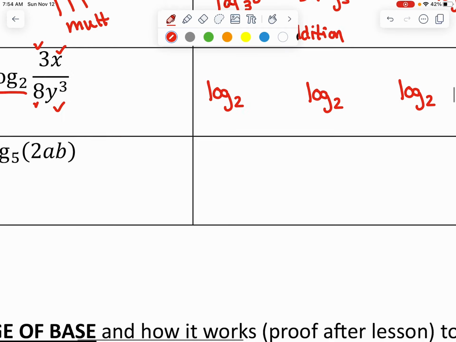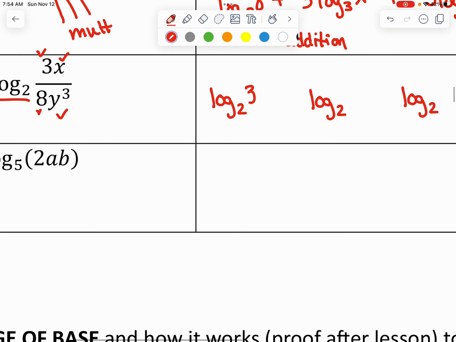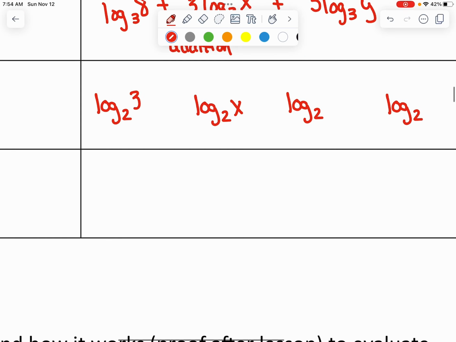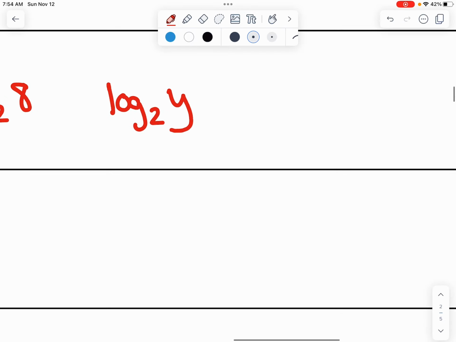The first one's going to be for the 3. The next one's going to be for the x. The next one's going to be for the 8. And the last one will be for the y. Now the only thing I haven't touched yet is this 3. That 3 is an exponent on the y. So let's go put it on the y. There it is.